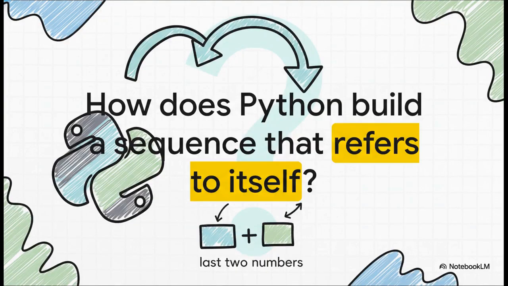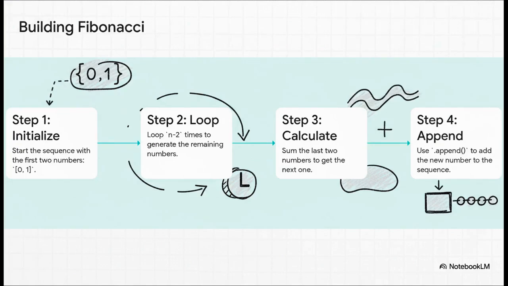The real logical trick here is that self-reference. I mean, think about it. To calculate the next number, you need to look at the last 2 numbers you just created. How does Python handle that so gracefully? The approach is just beautifully simple.